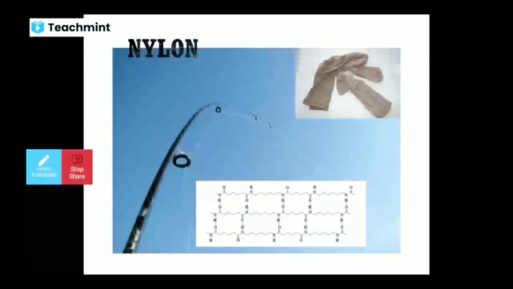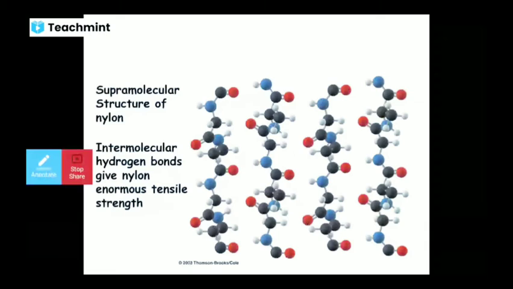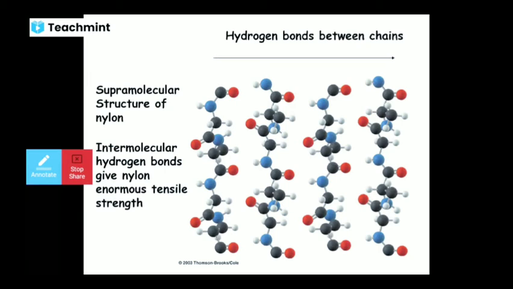Nylon is best used in clothes and the fishing industry. Supramolecular structure of nylon. Here, intermolecular hydrogen bonds give nylon enormous tensile strength. These are the hydrogen bonds between the chains.